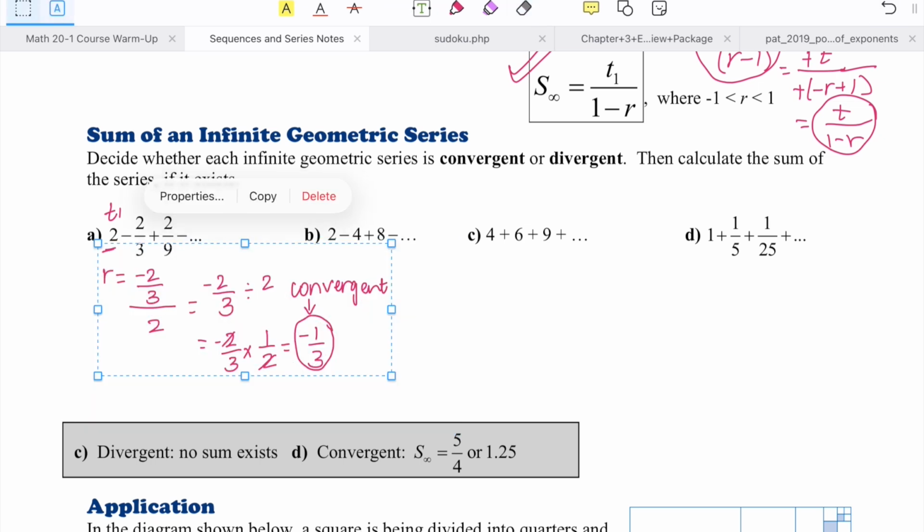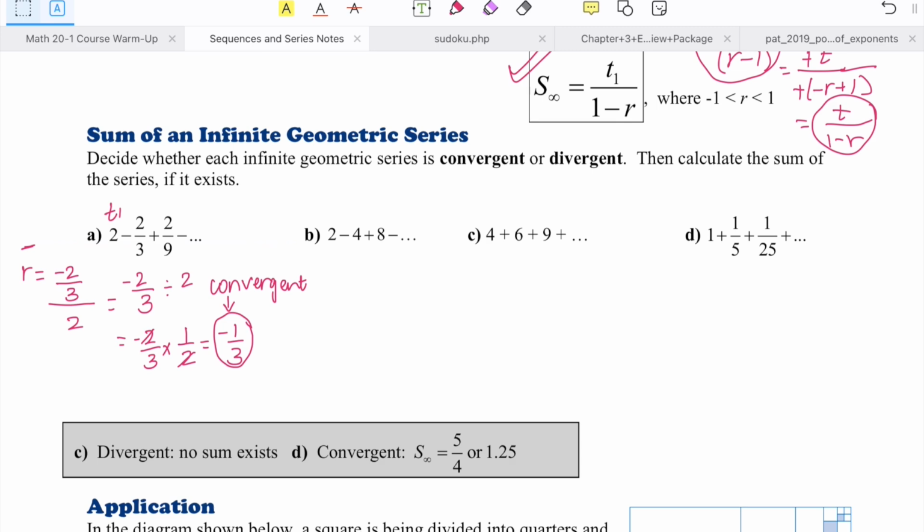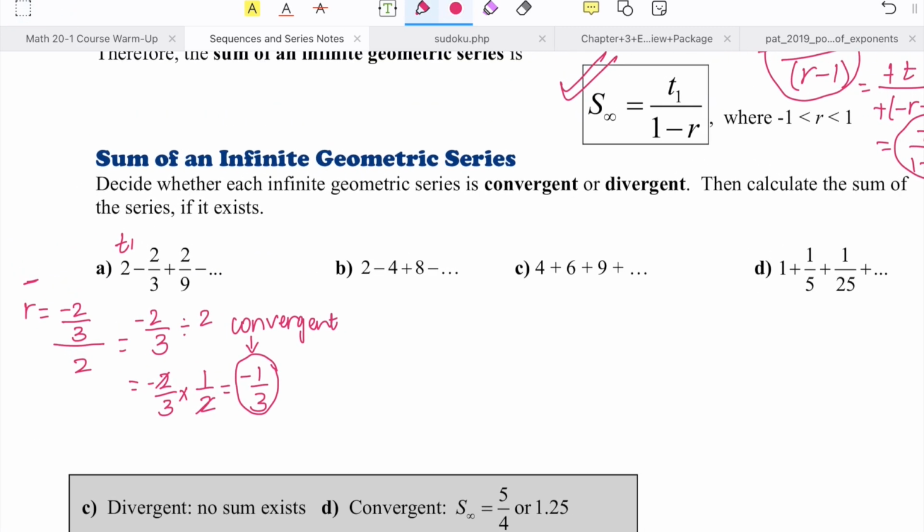Now, because it's convergent, we can find the sum for this using the formula given to us. So S infinity is T1, which is 2 over 1 minus -1/3, which is 2 over 1 plus 1/3. And when we solve that using a calculator, you'll get 1.5 as your answer. That's your sum. Let's do the next question.